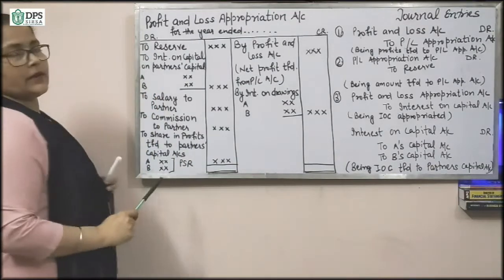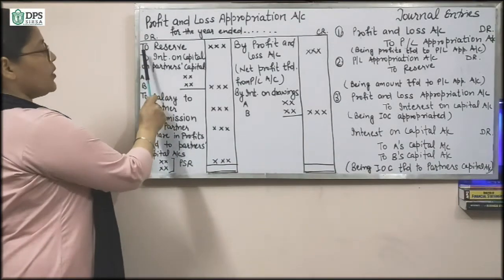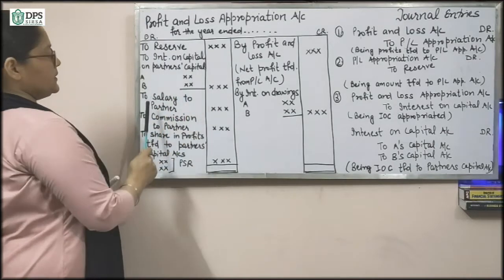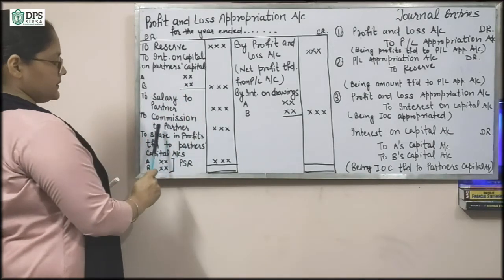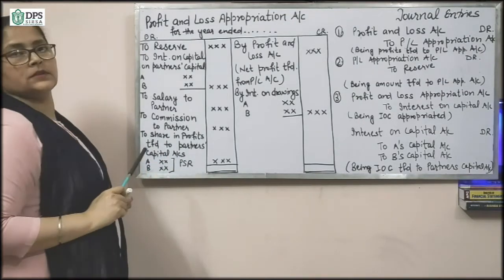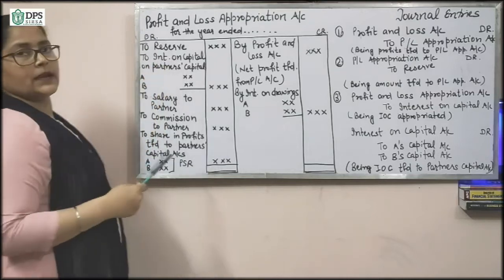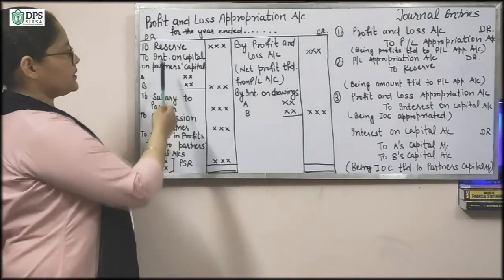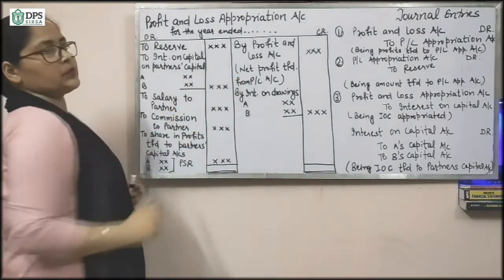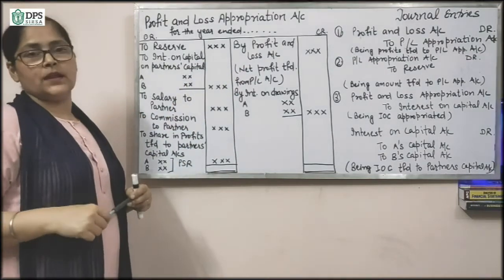In debit side, what we will write? First of all, we will write here reserves, then interest on capital, then salary to partner, then commission and share in profits. So individually I am telling you about all the items here. Profit and loss appropriation account is a nominal account.